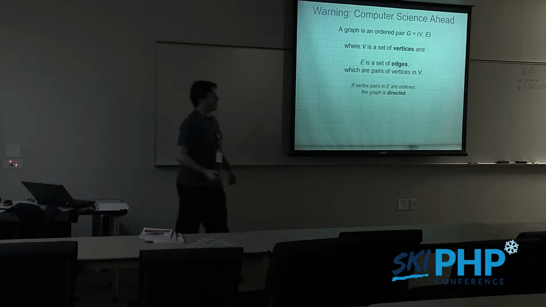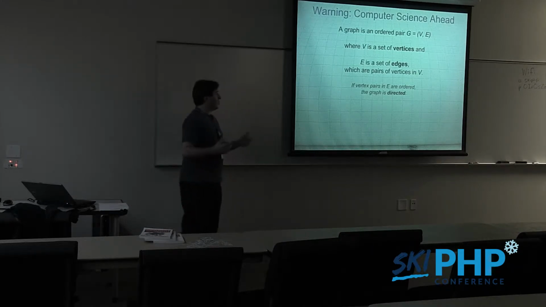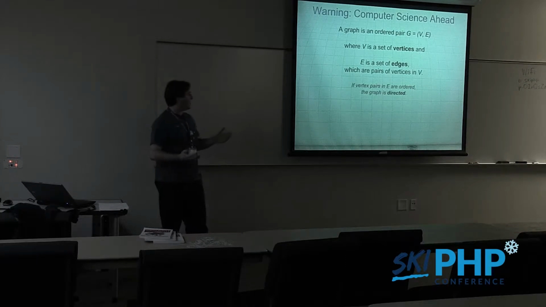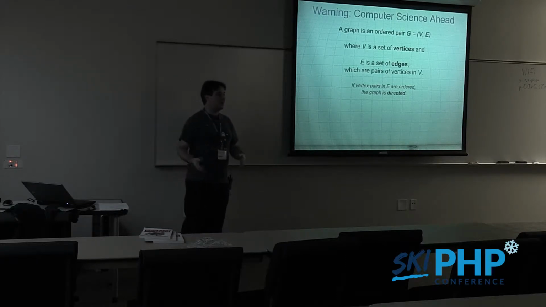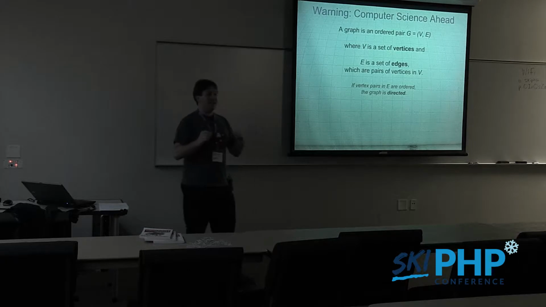So a little more in-depth about graphs. Computer sciencey term, a graph is nothing more than an ordered pair of a set of vertices and a set of edges, where each edge is nothing more than a pair of vertices. If the vertices in the edges are in a specific order, in other words, the edge A to B is not equivalent to the edge B to A, then we call that graph a directed graph.